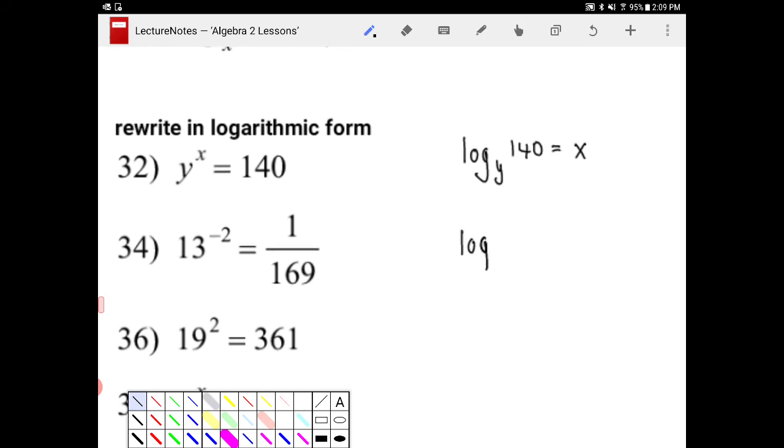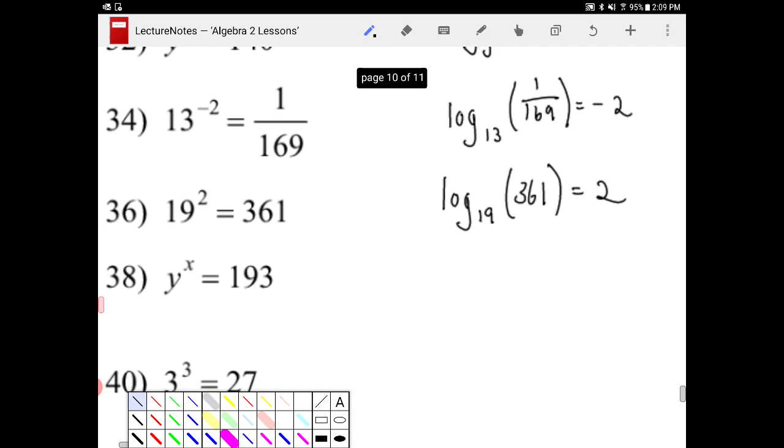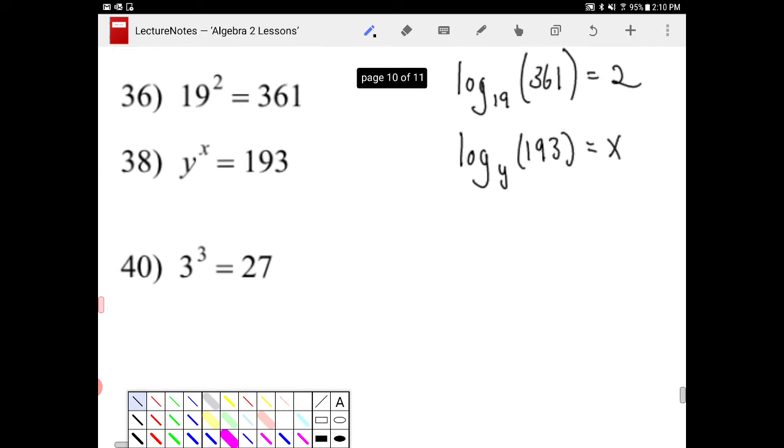Next one, log base 13 of 1/169 is equal to negative 2. Log base 19 of 361 is equal to 2. Log base y of 193 is equal to x. Log base 3 of 27 is 3.